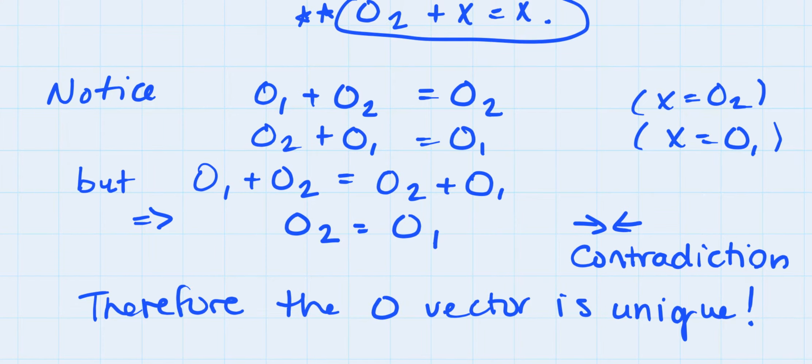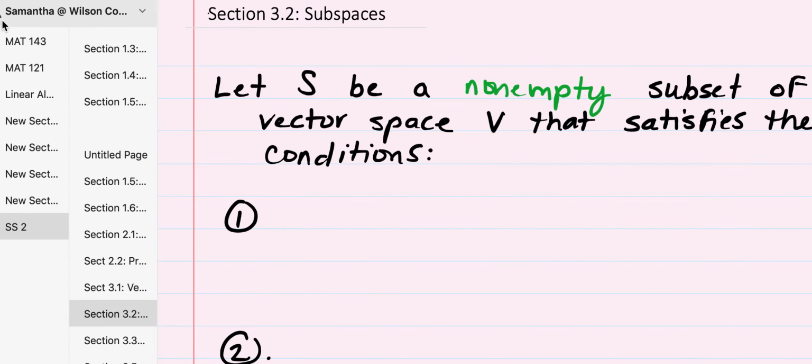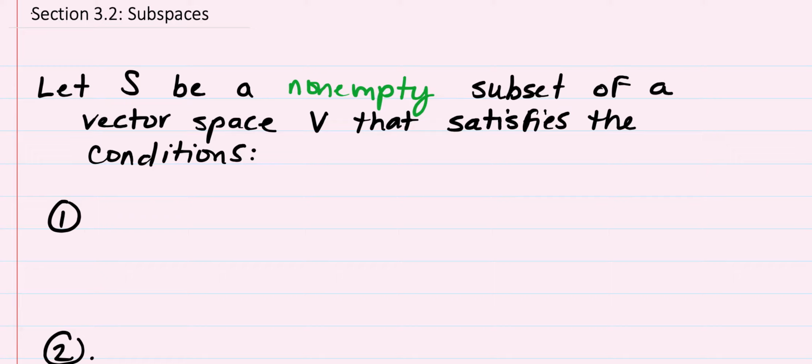Okay, let's move on to section 3.2, which is called subspaces. So say we have a vector space V, and I'm going to take a subset of that vector space. So I'm going to pull some vectors from it. It may not be the entire vector space. I could take the entire vector space, but usually we have a smaller set than the original space.